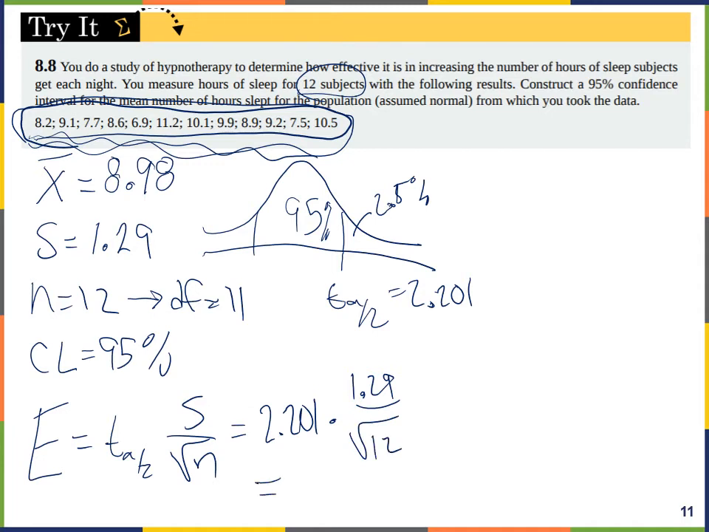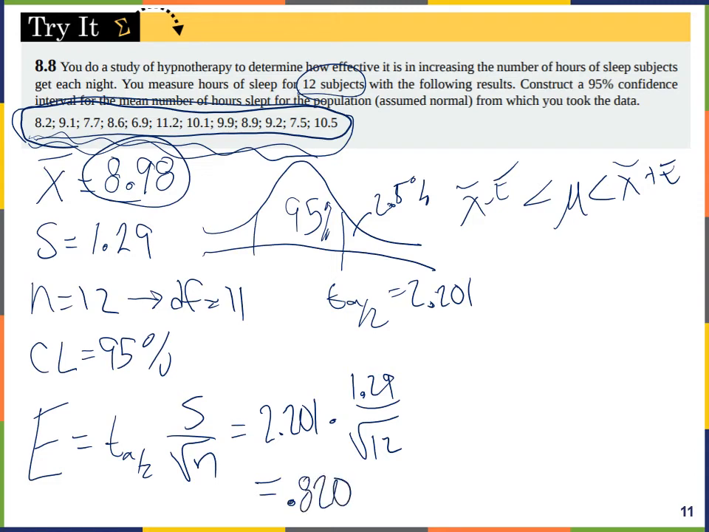Once we have our error, we plug it into our interval formula, which is that the mean is between x bar minus e and x bar plus e, x bar being 8.98. So let's calculate our error. I'll get 0.820. So then we plug it in here. We're going to get 8.98 minus 0.820. That's on the lower end. On the upper end, we have 8.98 plus 0.820. That's the upper end.